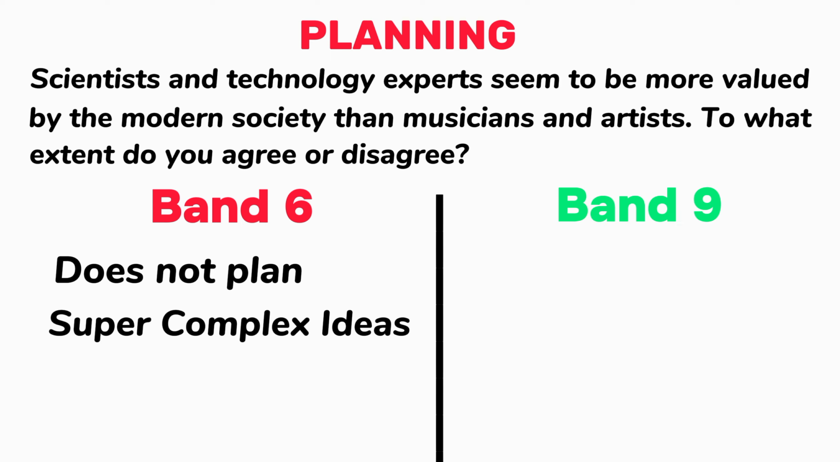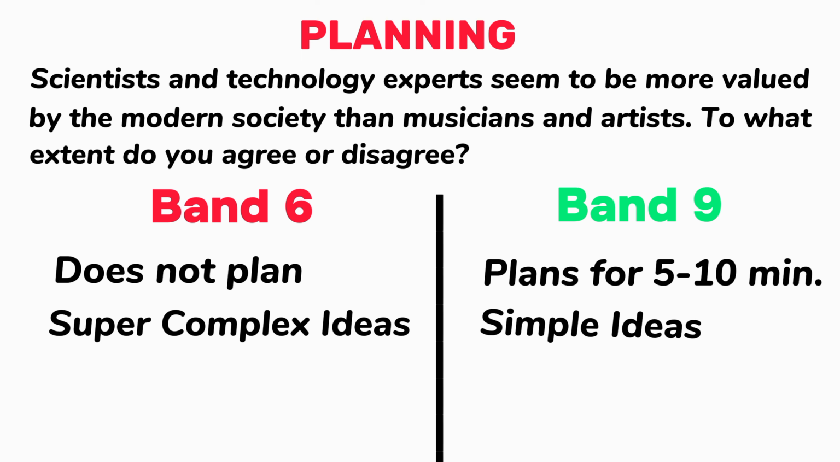Whereas a band 9 student plans for at least 5 to 10 minutes. During this planning, he plans what he'll be writing in the introduction, in the body paragraphs, what type of ideas he is going to use, and what he'll be writing in the conclusion. And talking about ideas, he doesn't try to impress the examiner with super complex ideas. Instead, he uses simple ideas with an explanation and an example.